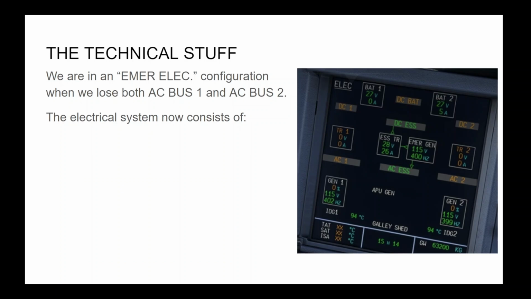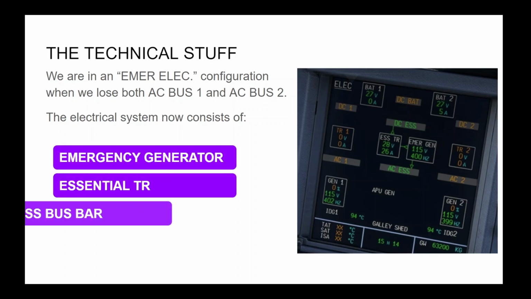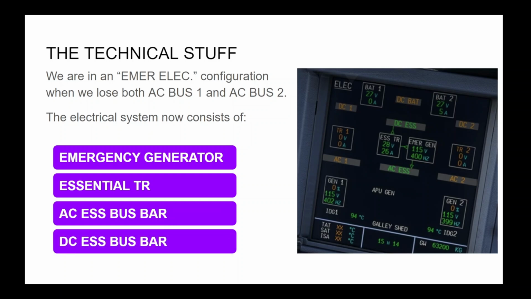We are in an emergency ELEC, or EMER ELEC, configuration when we lose both AC bus 1 and AC bus 2. Following this, the electrical system now consists of only an emergency generator, the essential transformer rectifier, an AC essential bus bar, a DC essential bus bar, and the batteries.